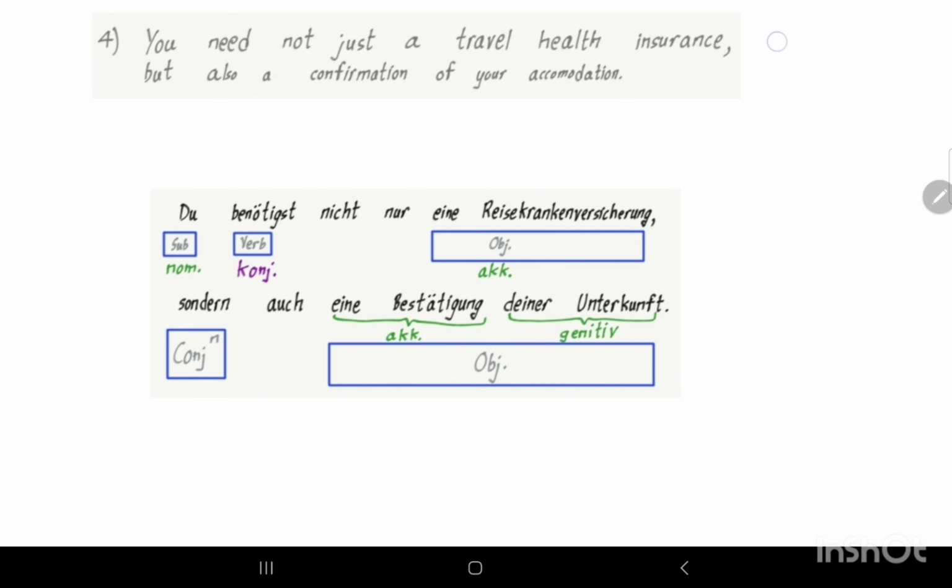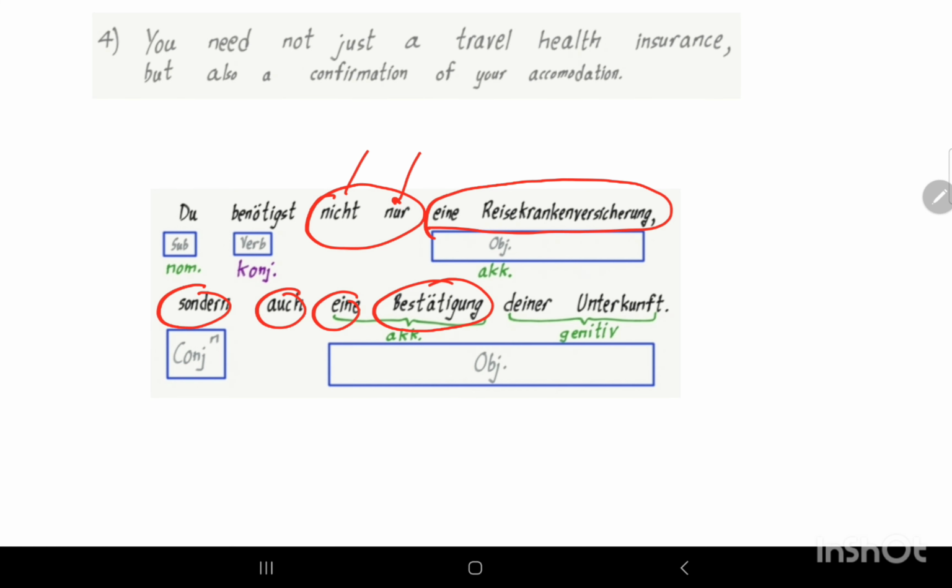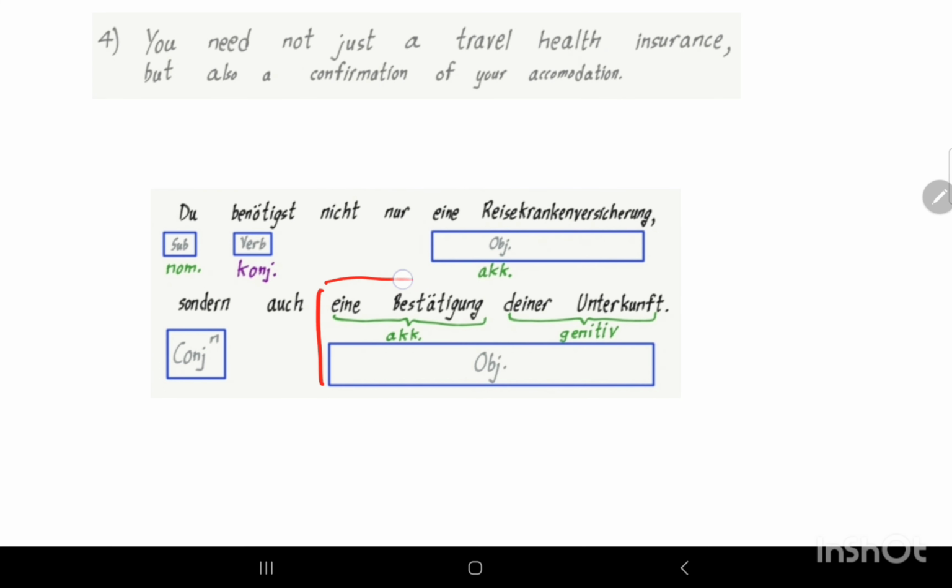So du benötigst eine Reisekrankenversicherung, but you want to say not just, so nicht nur, okay? Not is nicht, just is nur. Nicht nur eine Reisekrankenversicherung, sondern auch eine Bestätigung. Okay, again, check. In this, when I'm using sondern, I don't use the same subject again, right? So I hope it's obvious that du is also over here. Okay, you don't have to say it. Then what is this one? So this is the obvious. What about this? Eine Bestätigung deiner Unterkunft.